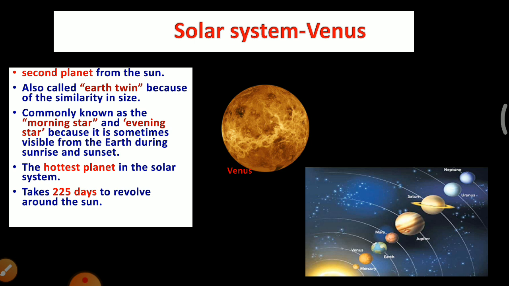I hope you understood. Venus is the second planet from the Sun. The special name for Venus is evening star and morning star. Why is it called evening star and morning star? Because we can see Venus during the early morning and evening time. So it is called morning and evening star. And it is the hottest planet in the solar system. It takes 225 days to complete one revolution.